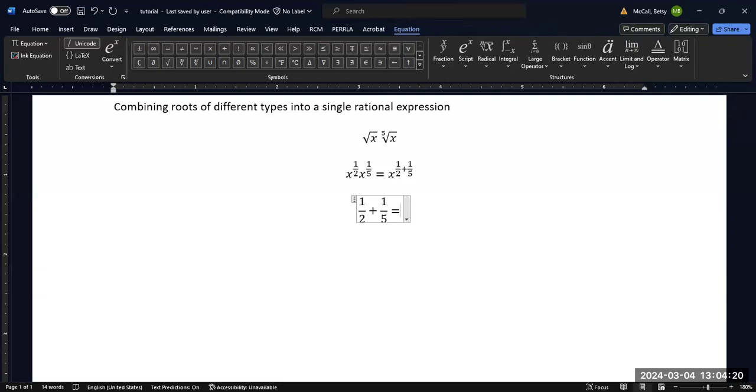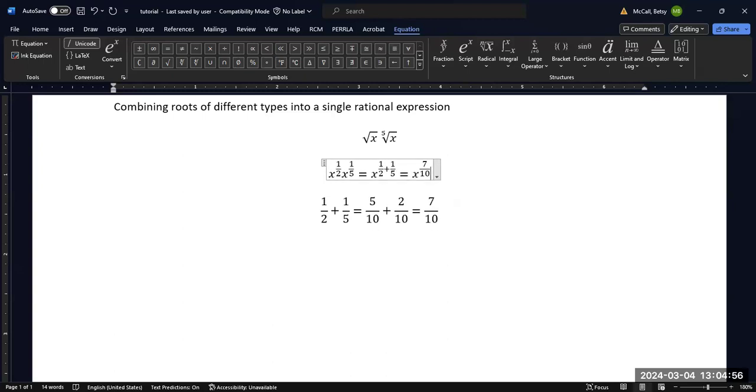And so if I multiply 1/2 by 5/5, I'm going to get the equivalent fraction of 5/10. And if I multiply 1/5 by 2/2, then I'm going to get 2/10. So now they have a common denominator, and we have two equivalent fractions with the same denominator. And so we can add the numerators and we can get 7/10. So our expression can now be written as x to the 7/10.